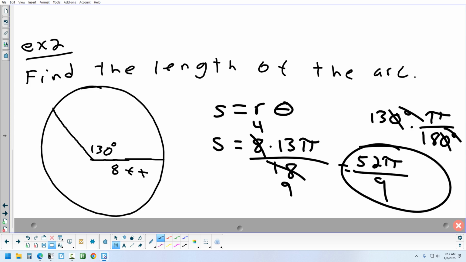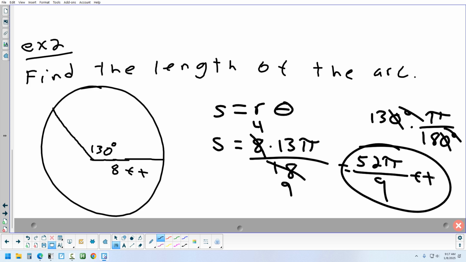That's S. S stands for arc length. What are my lengths in this problem? Feet. So 52 pi over 9 feet. Okay, so that one had one extra step compared to the last one because you had to change degrees to radians. Any question on that one?